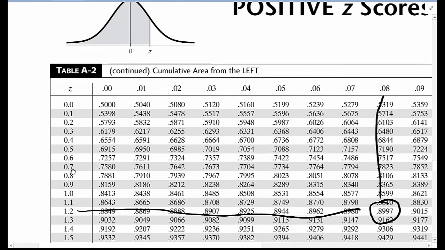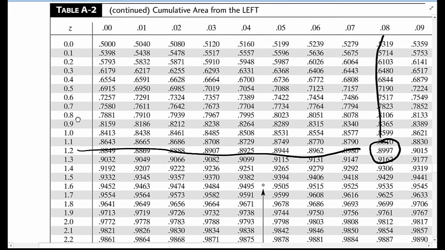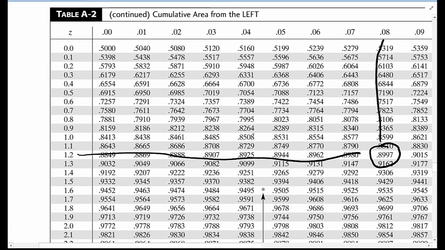Is this the positive table? Yes. I get the closest that I can to 0.85. I think this is the closest. And then I get the z value, which is 1.04.